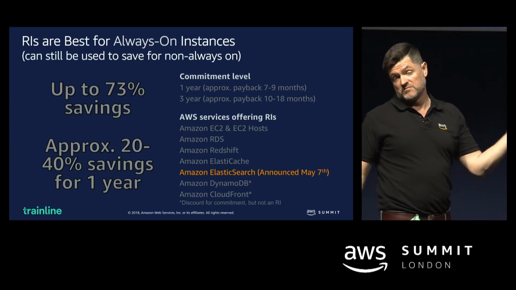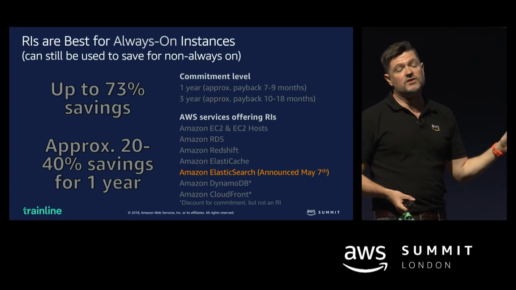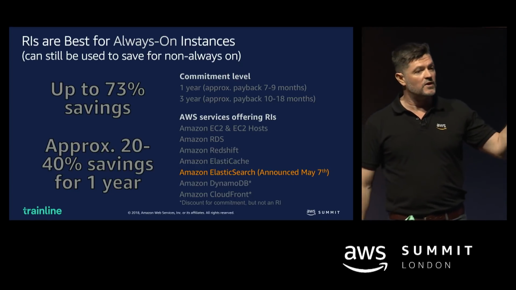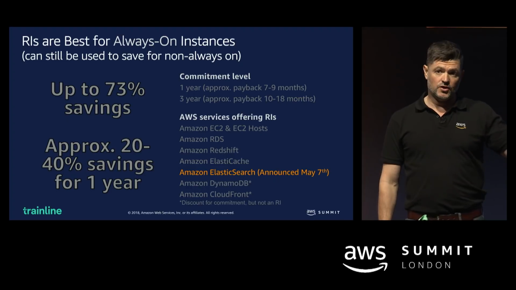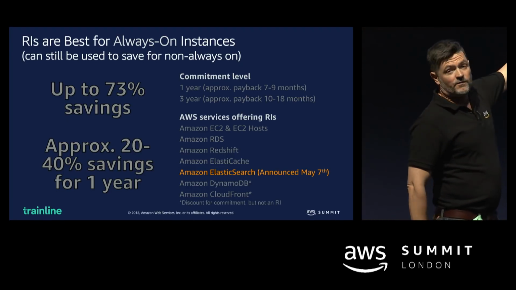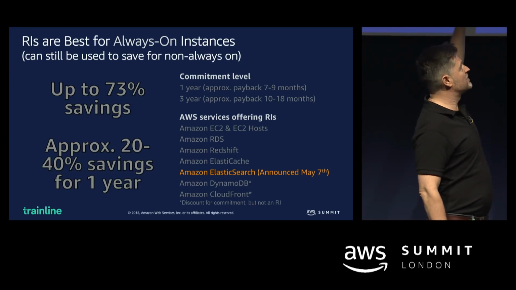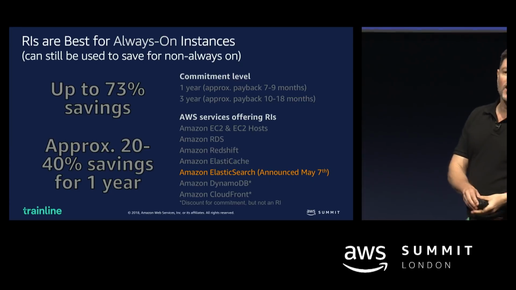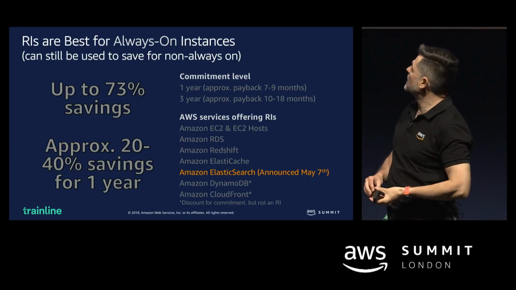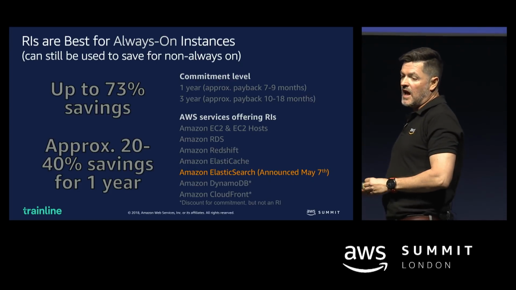The savings can be up to 73%, and approximately 20 to 40% savings just for 1 year. So if you're going to give just a 1-year commitment, you can see 20 to 40% savings. And for those of you that are following the What's New, released literally 3 days ago, Elasticsearch has been added to the RIs. So for those of you that are using Elasticsearch, fantastic. You can now go and do that with RIs as well.